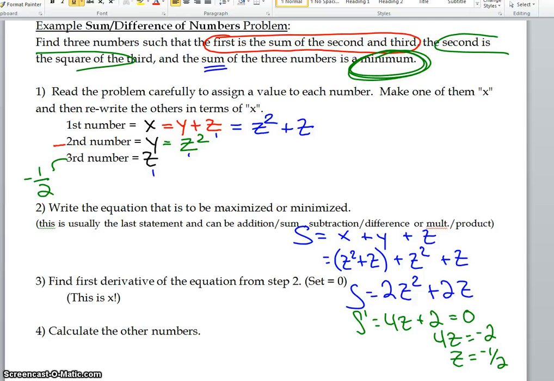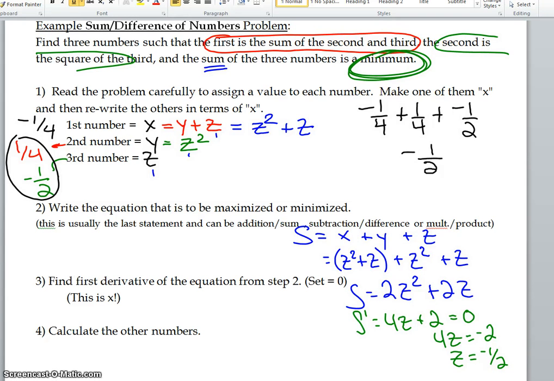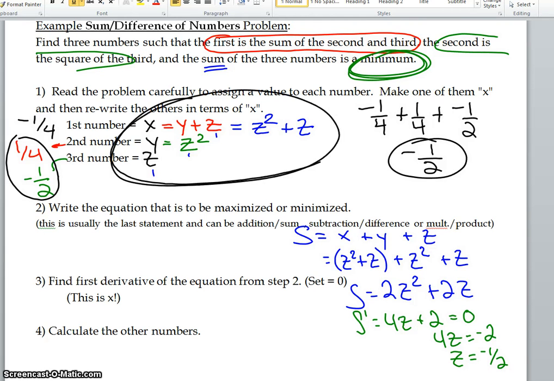Y then is z, negative 1/2 squared, which becomes 1/4. X becomes y plus z, so I'm going to add those two together, so I get negative 1/4. So my 3 values that I found, x plus y plus z, that sum that I get, that minimum is negative 1/2, when all of these rules hold true.